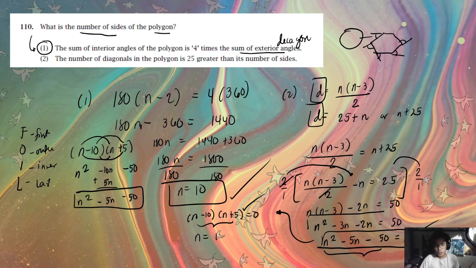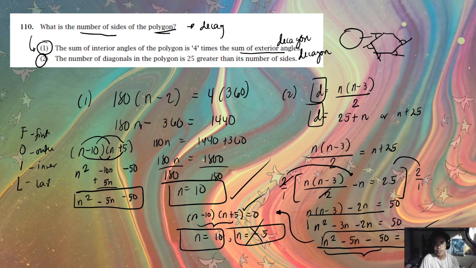So n should be equal to positive 10, or n can be negative 5. Since we cannot have negative sides in Euclidean geometry, the most possible answer would be positive 10. So therefore, both given data provide sufficient evidence for this polygon to be a decagon. And that's how we solve this problem.